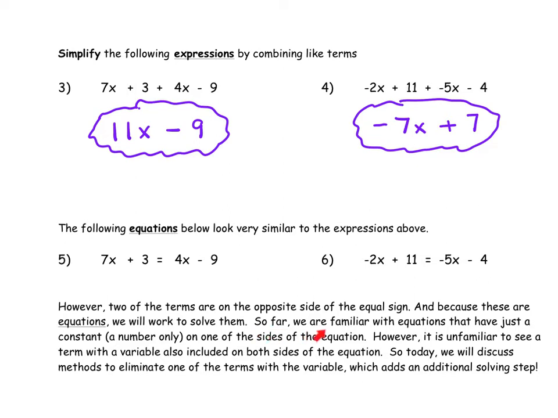So far, we're familiar with equations that just have a constant, a number only, on one side of the equation. For instance, it is unfamiliar to see a term with a variable on this side when there's already a term with a variable on the opposite side. So today we will discuss methods to eliminate one of the terms with a variable, which adds an additional solving step. So would you please turn to the next page?